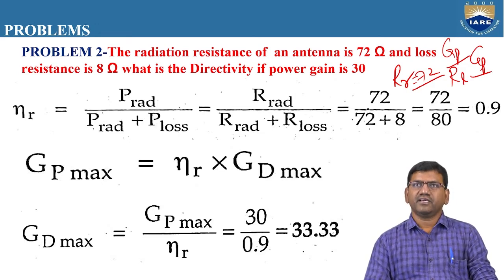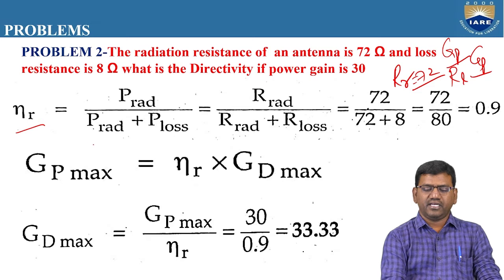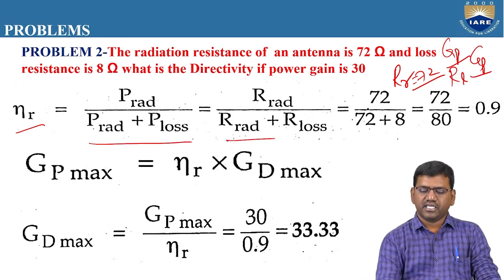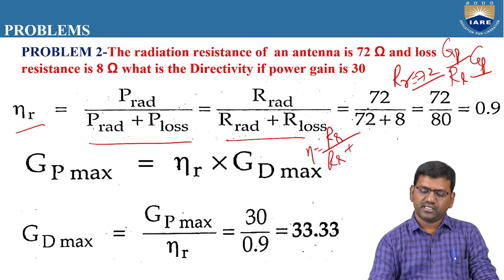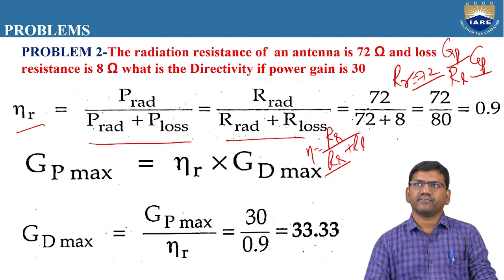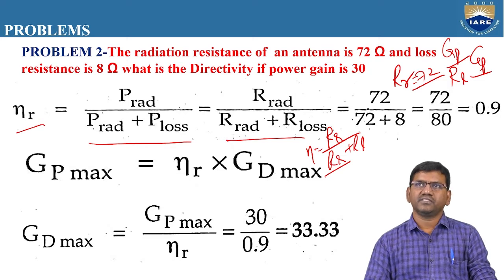So we have a relationship for the efficiency, eta R. We can write it as P radiated by P radiated plus P loss, or we can also write it as RR by RR plus RL. So the efficiency is equal to RR by RR plus RL. This RR plus RL represents the total resistance, which is 72 plus 8, equal to 80.